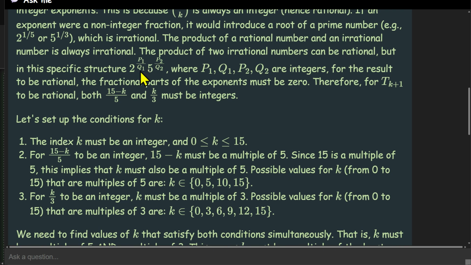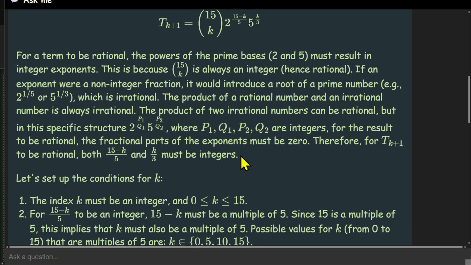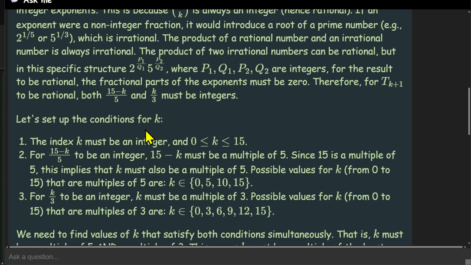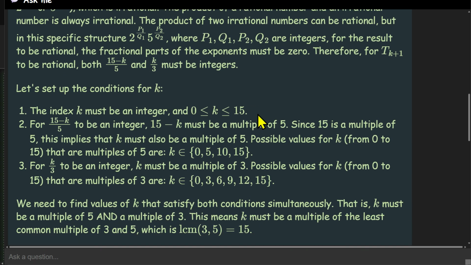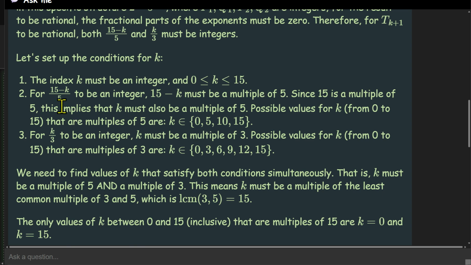देखो यहाँ पावर में ये जो है ऊपर 15 के बाय 5 मस्ट बी इंटीजर लेंगे. देखो लेटेस्ट कंडीशन फॉर k, सो इंडेक्स k मस्ट बी इंटीजर 0 to 15 में आएगा है ना, क्योंकि हाईएस्ट यहाँ पे 15 है तो 0 to 15 के बीच में आएगा. So integer 15 minus k must be a multiple of 5 since 15 is a multiple of 5. This implies that k must also be a multiple of 5. Possible values for k from 0 to 15 that are a multiple of 5 are k belongs to 0, 5, 10, 15. For k by 3 to be an integer, k must be a multiple of 3.